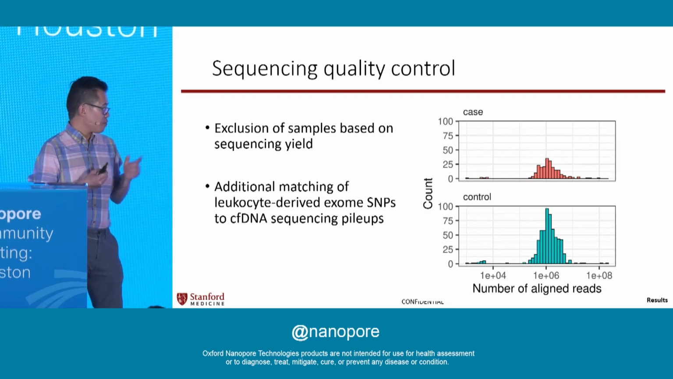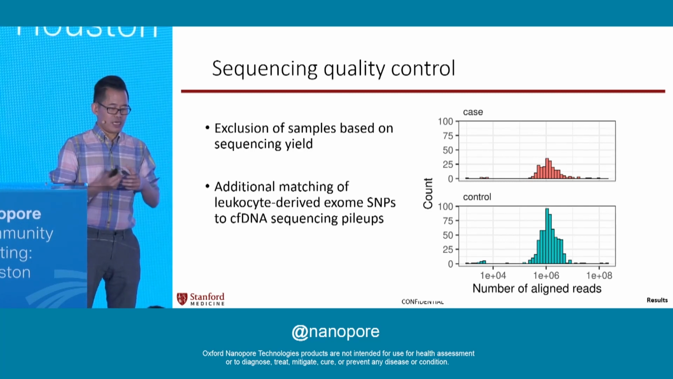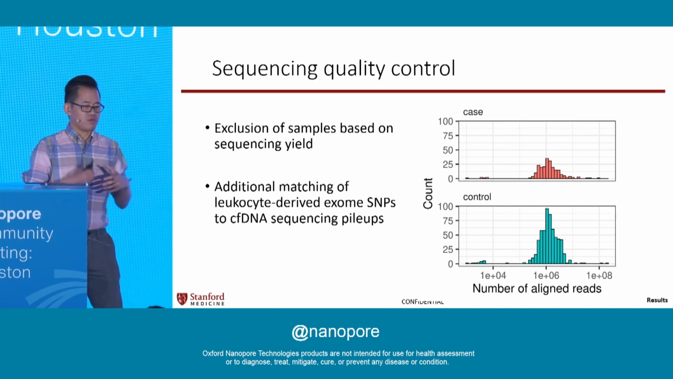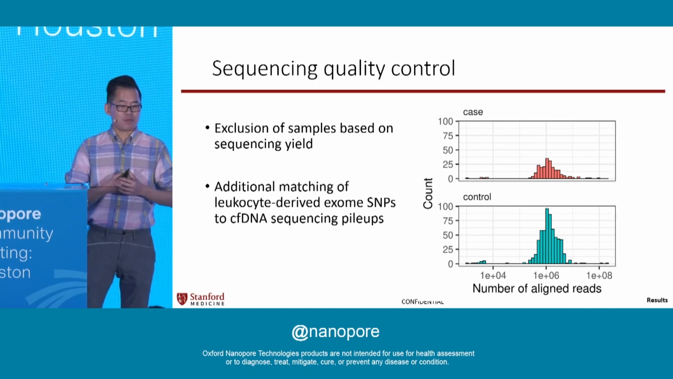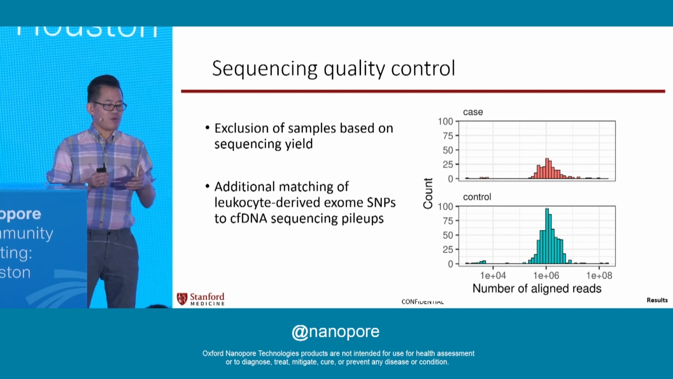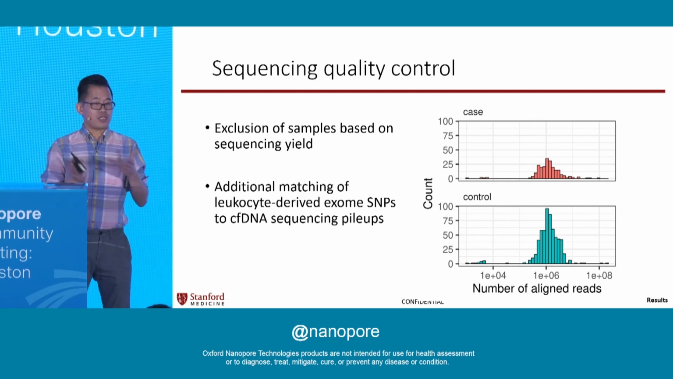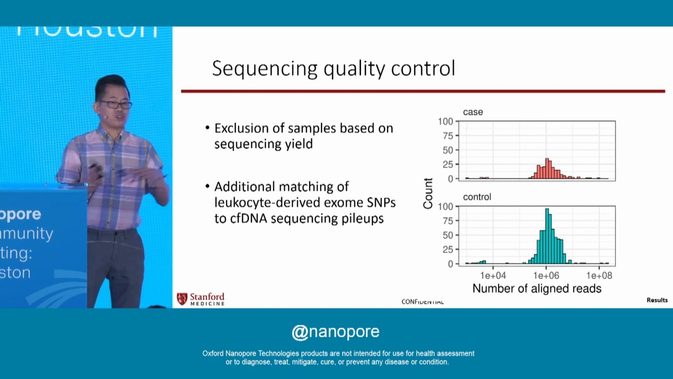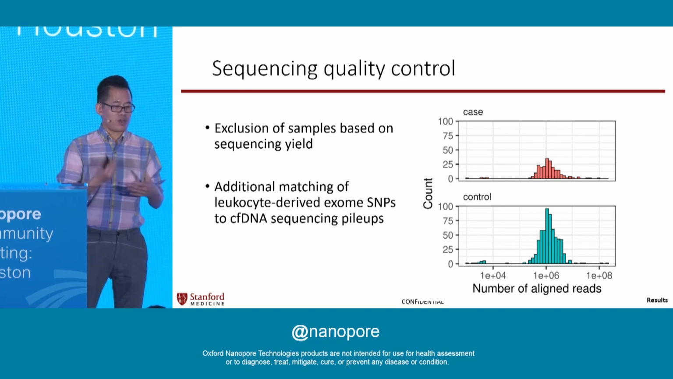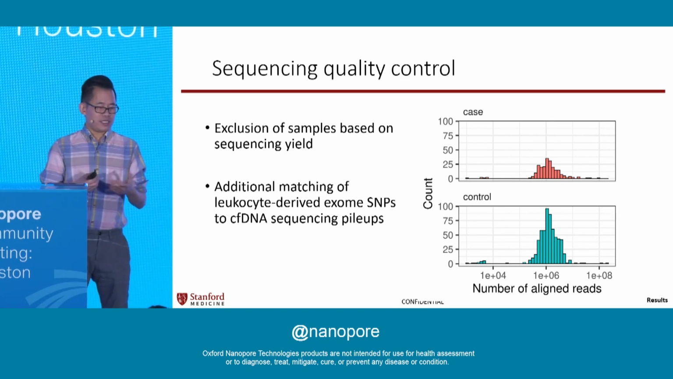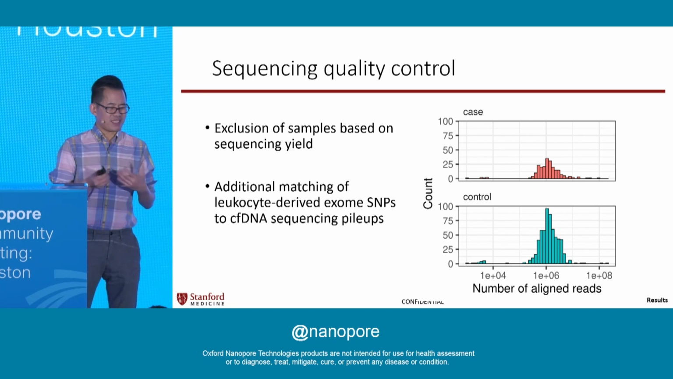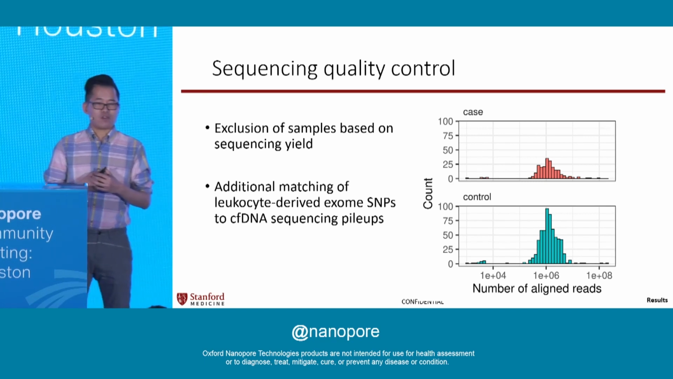So this is one of the earlier plots that we made, probably last year, in terms of doing QC of our samples. We exclude samples based on sequencing yields, so samples that have a very low amount of sequencing data we just don't include in the analysis. This is a very normal part of dropout that occurs during data generation. This represents less than 5% of our total cohort.